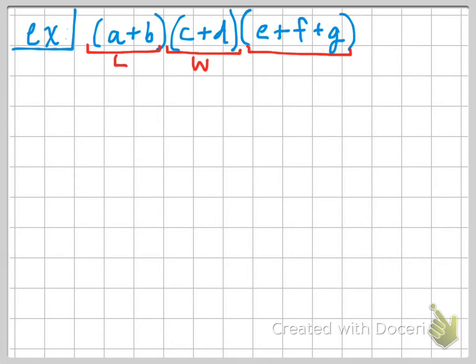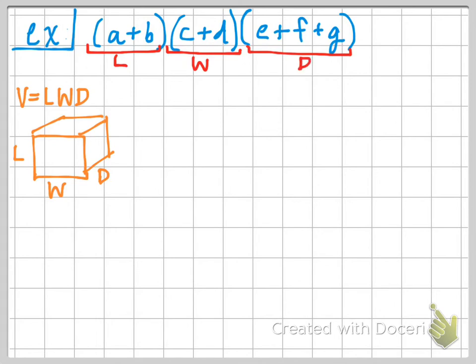Because you may know that volume is length times width times a third dimension, which you can think of as depth or height. And if we think about it visually, we can imagine a cube or some sort of rectangular prism where you have a length, a width, and then a depth. So this last thing we're multiplying, E plus F plus G, we're going to call that the depth.